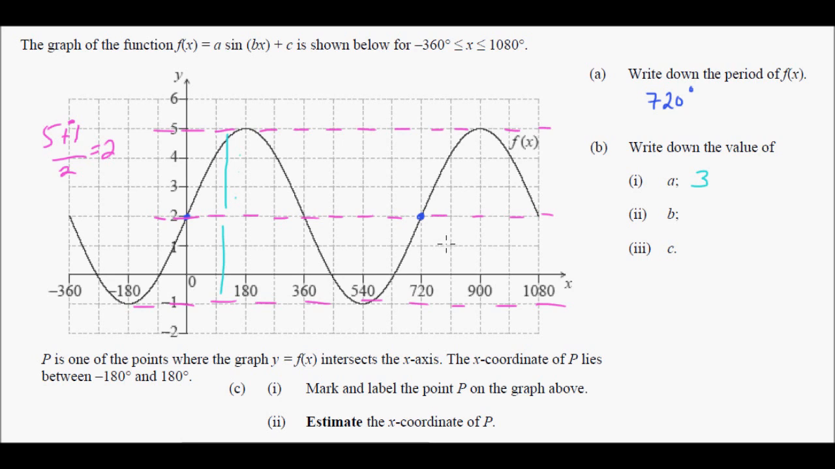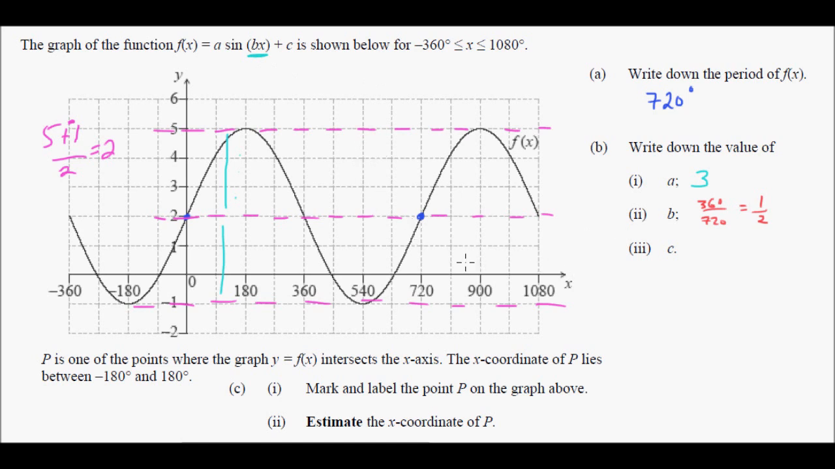Now write down the value of B. Well, the period takes 720 degrees, so just like we did on the last problem, you can do 360 divided by 720, which is 1/2, or 0.5, but I would put 1/2. It doesn't even matter. So that's going to be your B right there. Again, you just divide by 360.